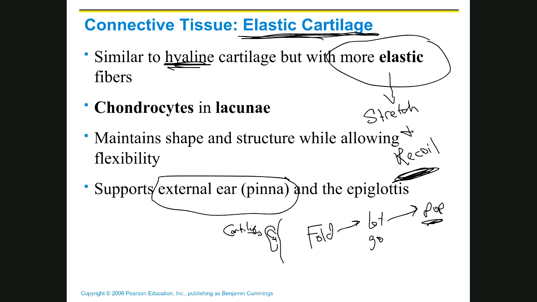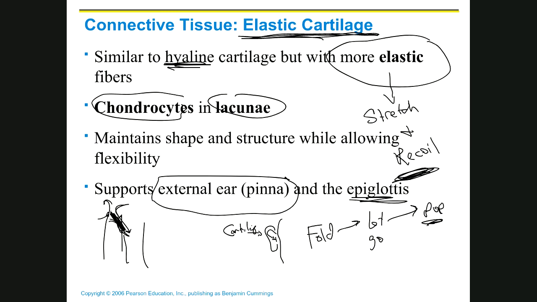Another place you find elastic cartilage is in the epiglottis. And the epiglottis is the little trap door that keeps food out of your trachea. So the food slides past it into the esophagus. But as soon as you swallow, it folds down, and when you stop swallowing, it pops back up again so you can breathe.